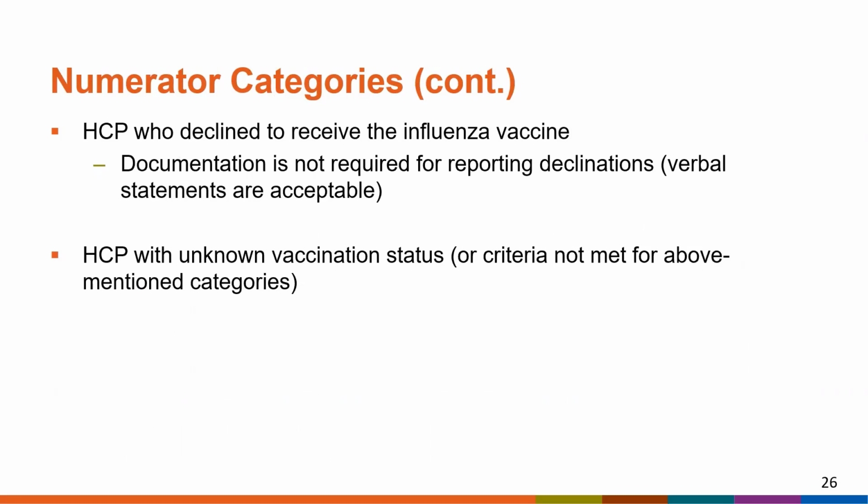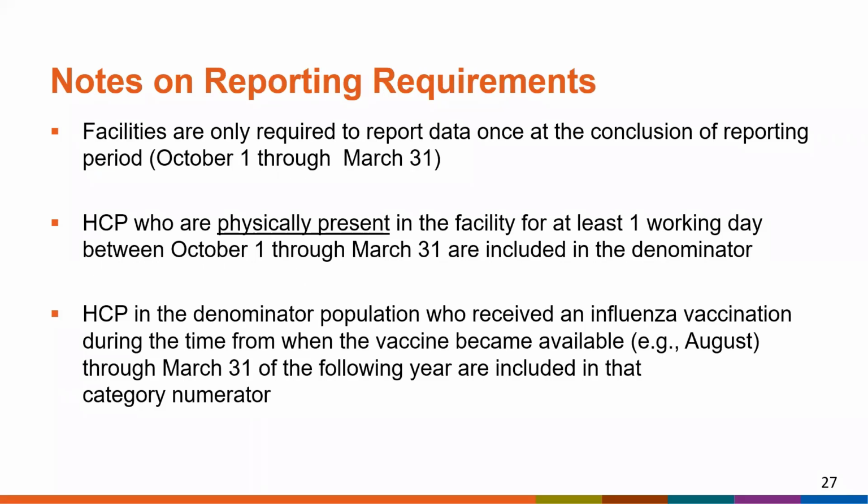The third numerator category is healthcare personnel who were offered and declined to receive the influenza vaccine. Documentation is not required for reporting declinations. The fourth numerator category is healthcare personnel with unknown vaccination status, or they did not meet any of the criteria for the other numerator categories. This slide reviews a few points about reporting requirements.